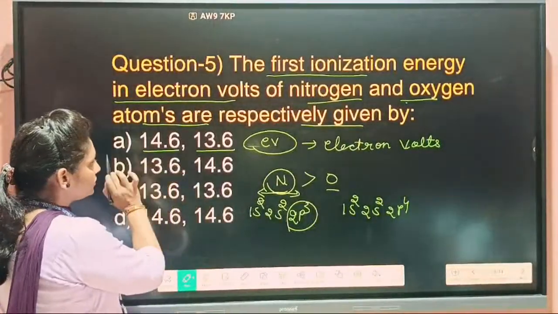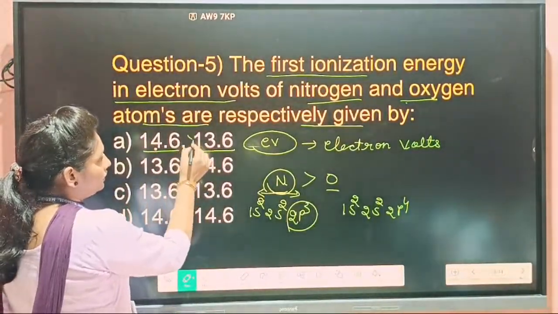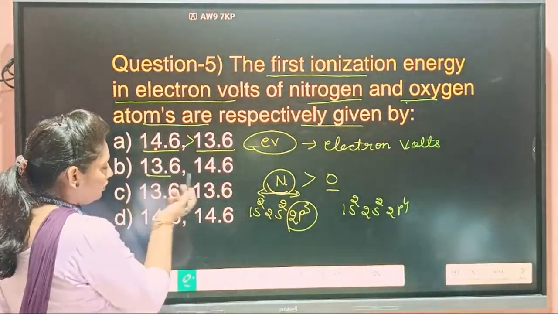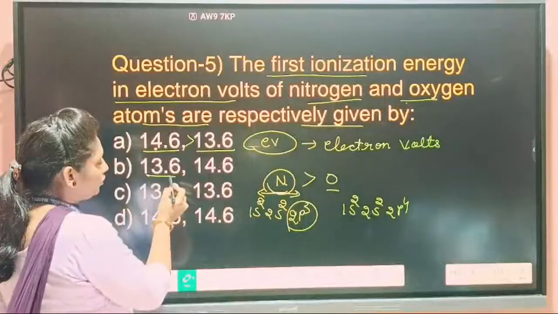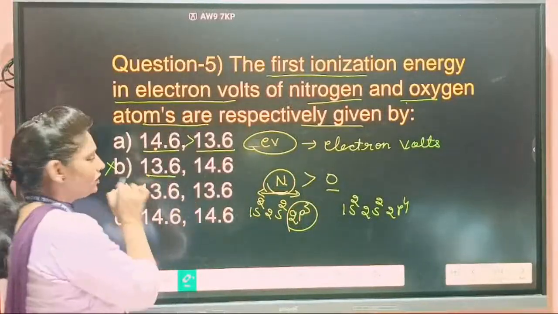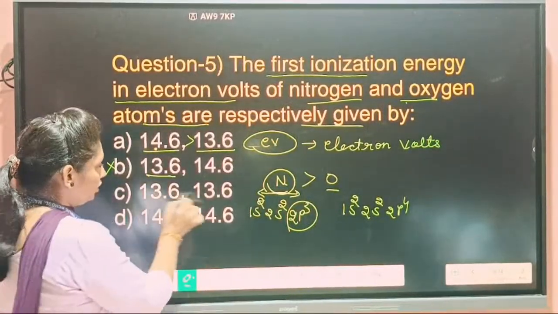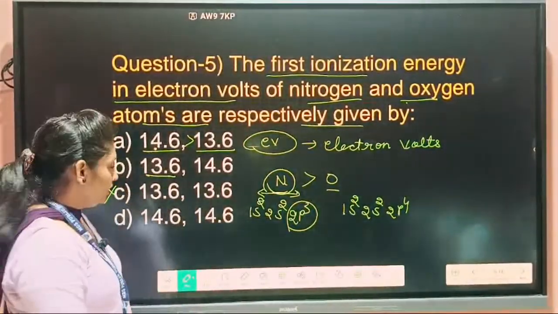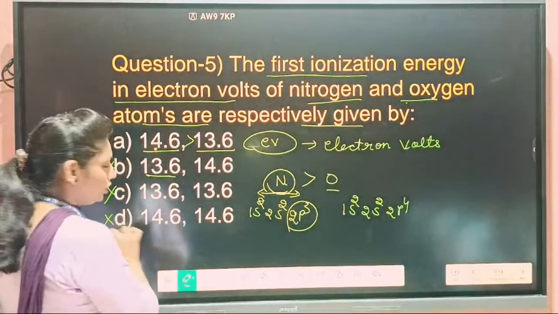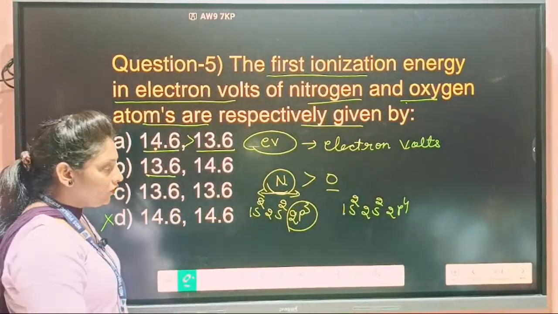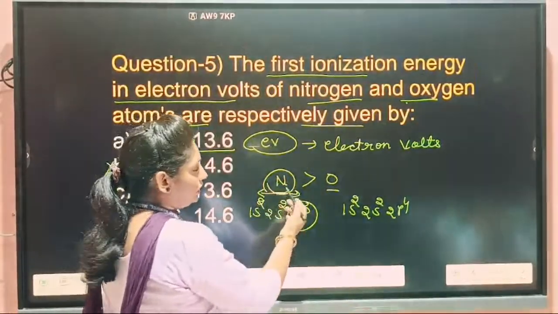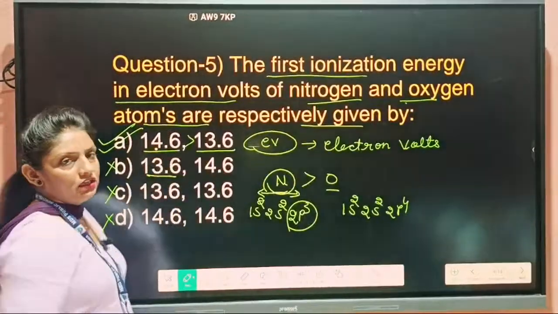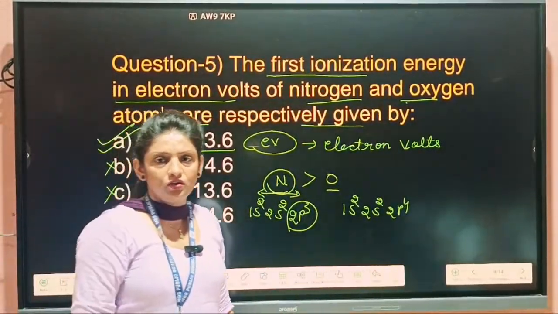So in first option, it is greater than this, okay, but in second, ionization enthalpy of nitrogen is less, so it is not correct option. Both enthalpy are the same? No, they are not the same. So ionization enthalpy for nitrogen is greater as compared to oxygen. So this should be the correct option. In this way you can solve.